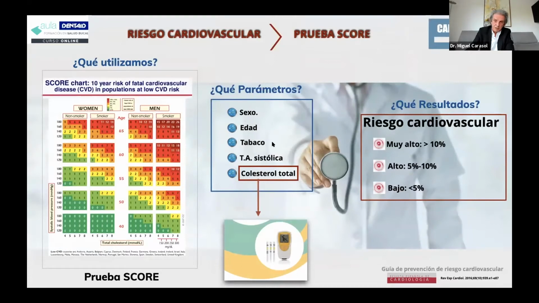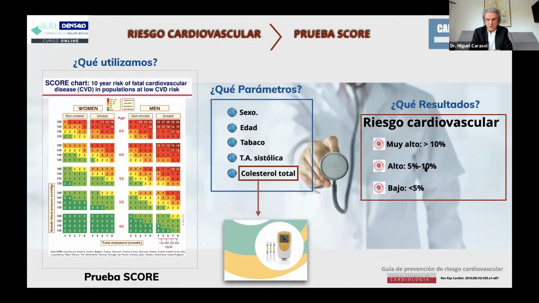And the parameters they measure are gender, age, smoking, systolic blood pressure. We already have all this information. And the only data which is missing is the total cholesterol level. So with the same blood, where we also measure the hemoglobin, we can also measure cholesterol. It's also very accessible and a very cheap system. With this, we go to this table.